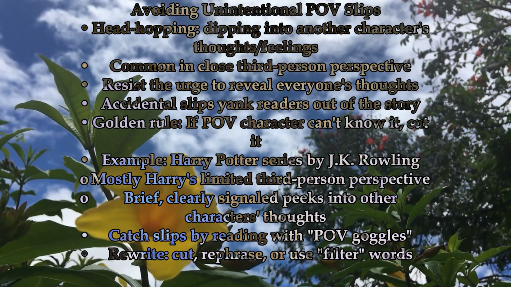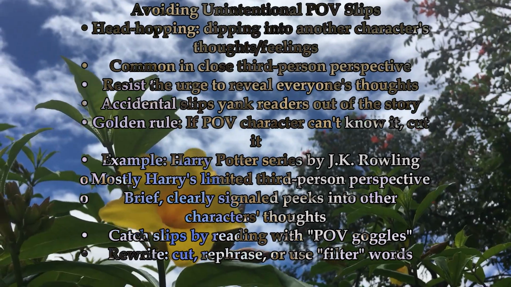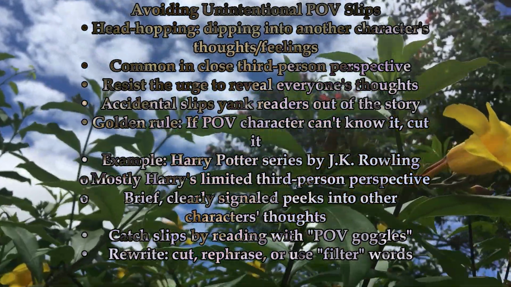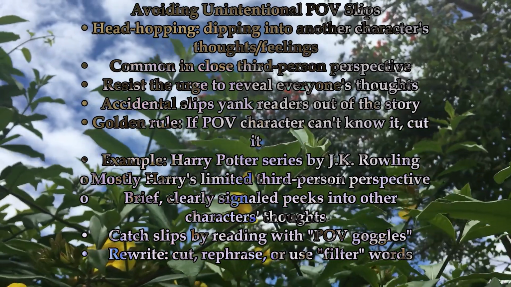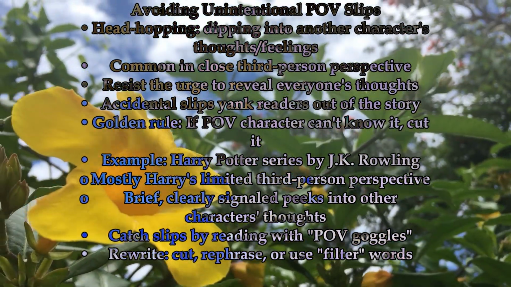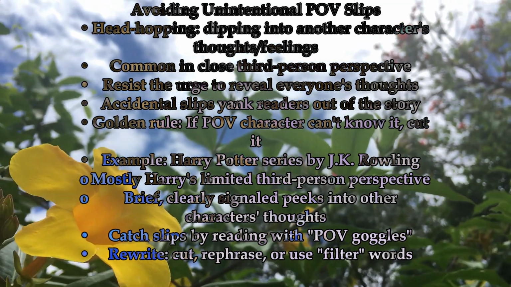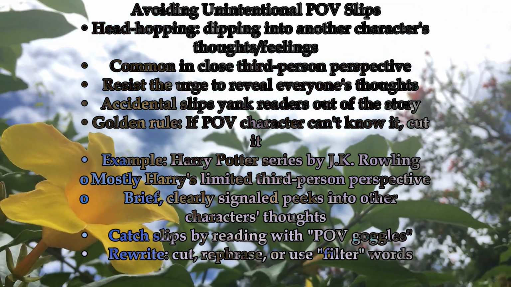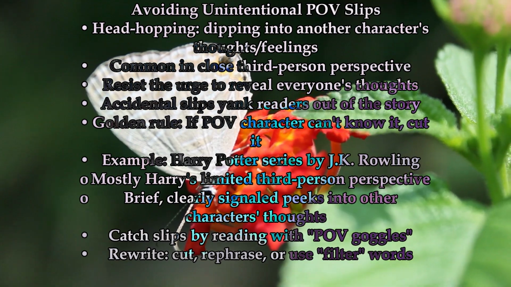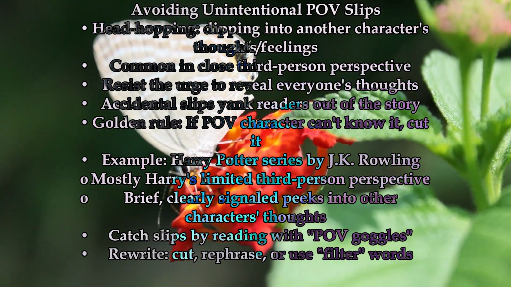The golden rule is, if your POV character can't see it, hear it, feel it, or know it, it doesn't belong on the page. J.K. Rowling is a total pro at avoiding these slips in the Harry Potter series. The vast majority of the story unfolds from Harry's limited third-person perspective. We're right there in his head, experiencing his world through his eyes.